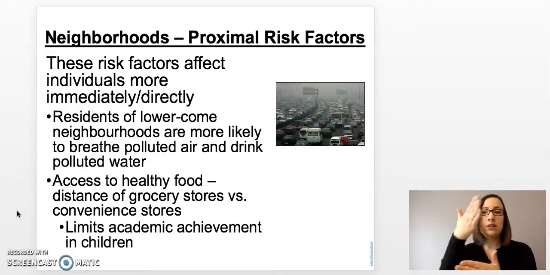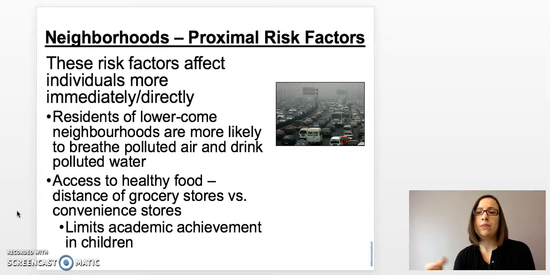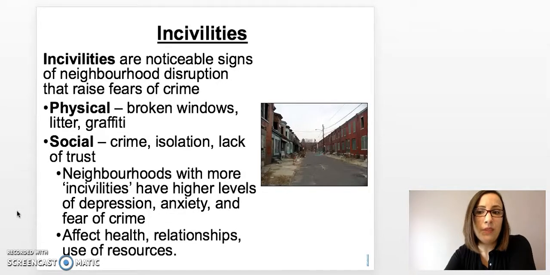So again, just the impacts of all of these things just kind of pile up and pile up and pile up, and the risk factors build and build and build to the point where we have a community that is not functioning well, that is not healthy, and needs some help or intervention.